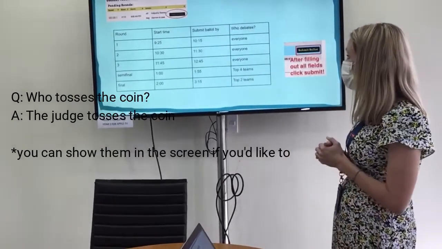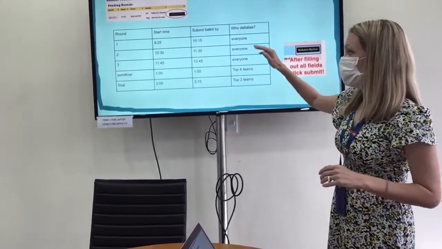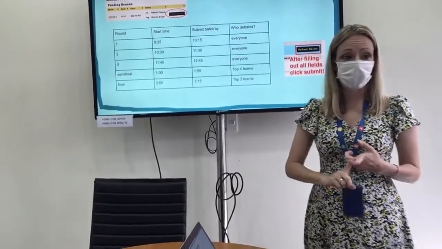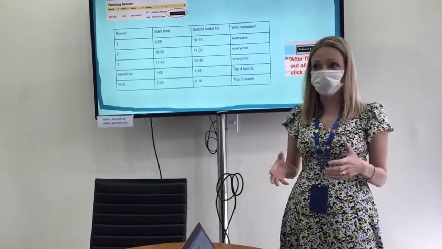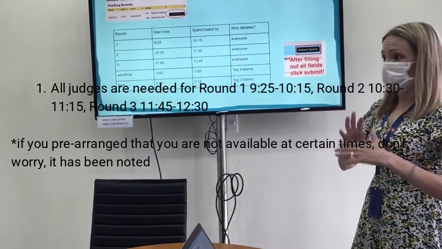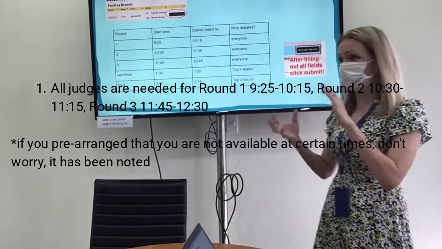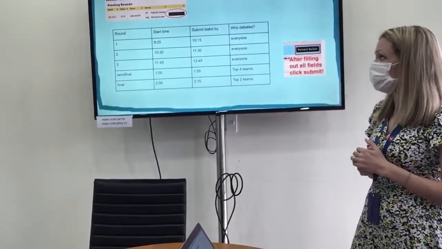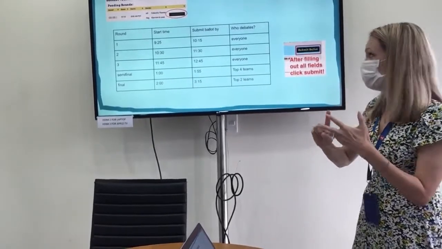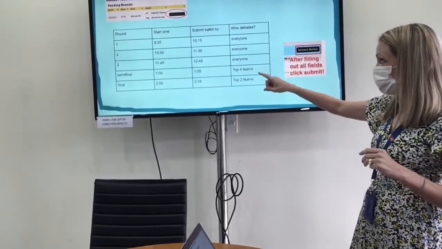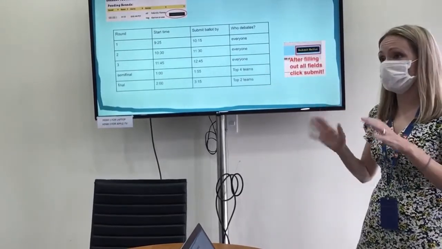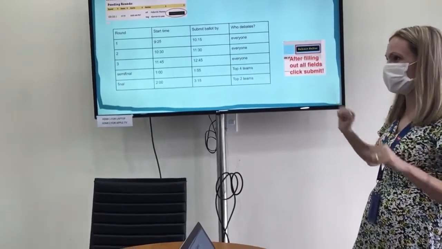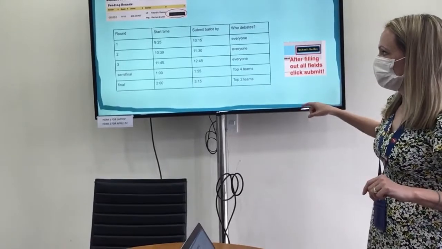Okay, so the schedule we're going to be following has 5 rounds. The first 3 rounds will require all of the judges, unless you've prearranged with me a schedule that is flexible. Then assume that you will be judging in rounds 1, 2, and 3. Round 1 begins at 9:25 a.m. Round 2 begins around 10. So this is the schedule.